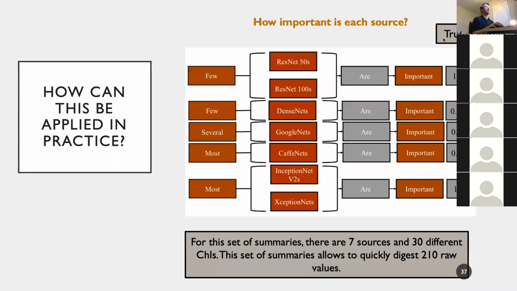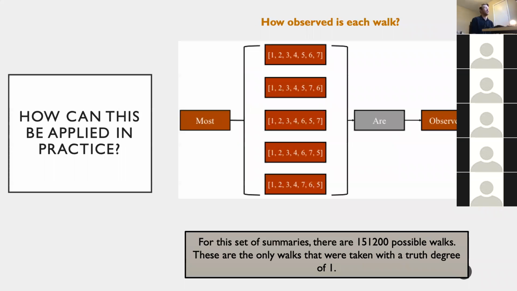Whenever we're looking at the truth degrees, a high truth degree is going to be a little more absolute. We completely believe that few ResNets are important. You can see in this gap in the middle that that's not always the case, which goes to show that these are probably borderline between most and several. The two best deep learners that this highlighted were InceptionNet and XceptionNet. The next set of insights was the number of walks.